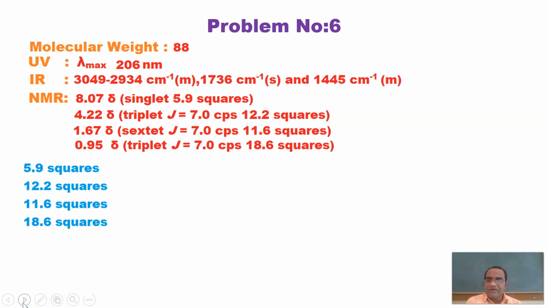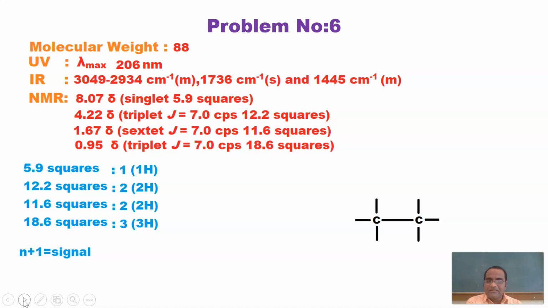So let's first calculate the number of hydrogens from the squares. I have divided again by 6. So 1:2:3 will be the ratio. So let's first calculate the signals. I have written 3 carbons in the line because the J value indicates that they are adjacent to each other. So I have written 3 carbons in the row.